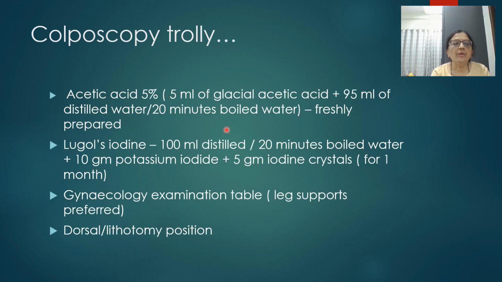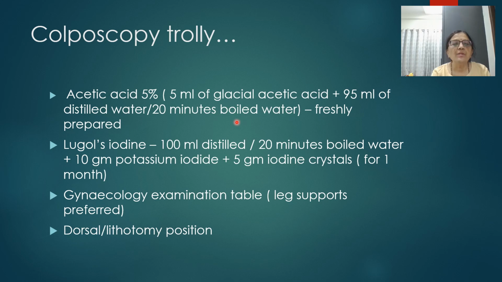We need acetic acid on the trolley, and it should be 3 to 5%, preferably 5% whenever we are doing colposcopy. It should be freshly prepared. So remember, if we have a 5% acetic acid bottle on our trolley and are using the same for many days, that itself might be the reason why we are not getting acetowhite areas. That means the efficacy will be lost. That is why it is recommended that you prepare it on a daily basis, or intermittently, at least after every few days.